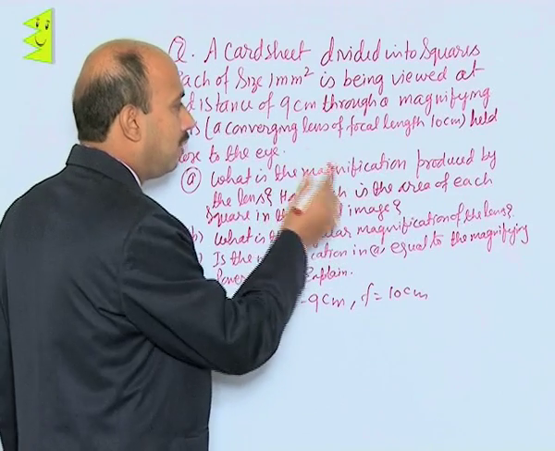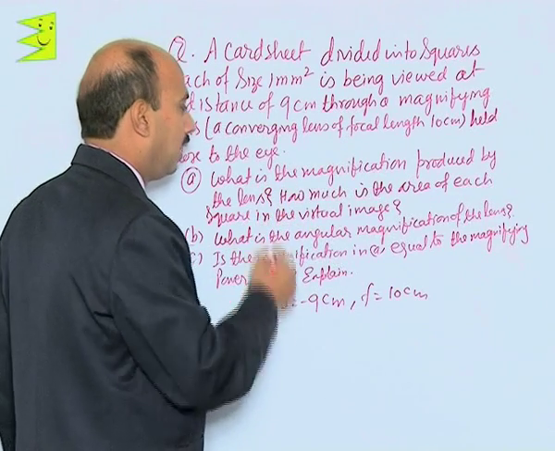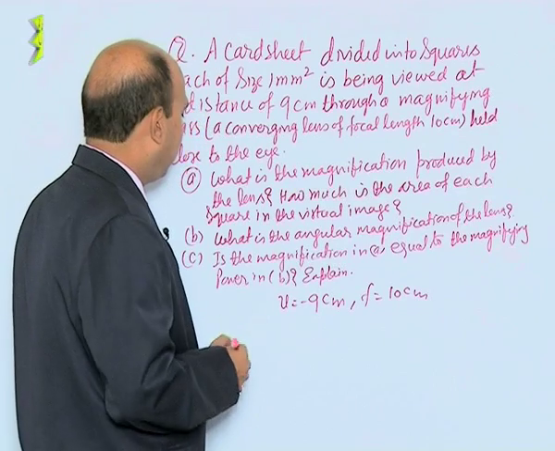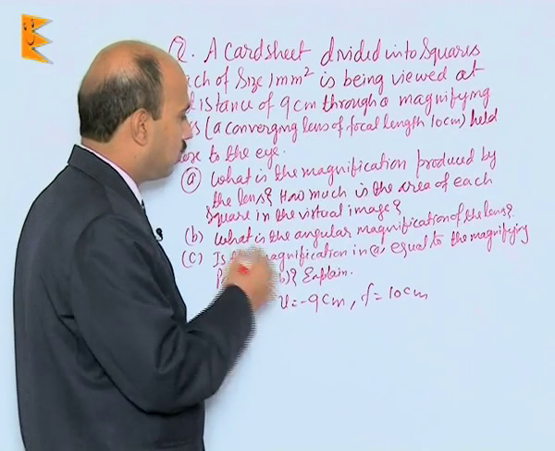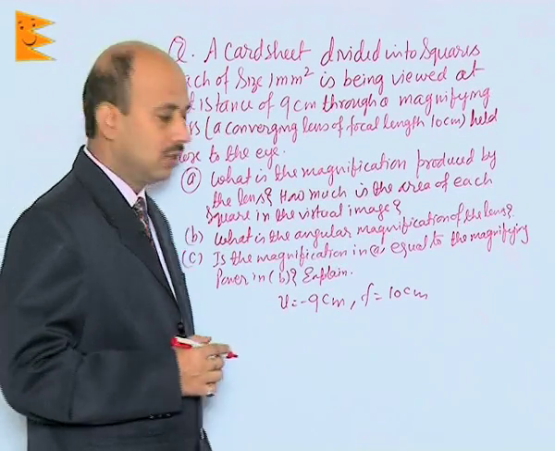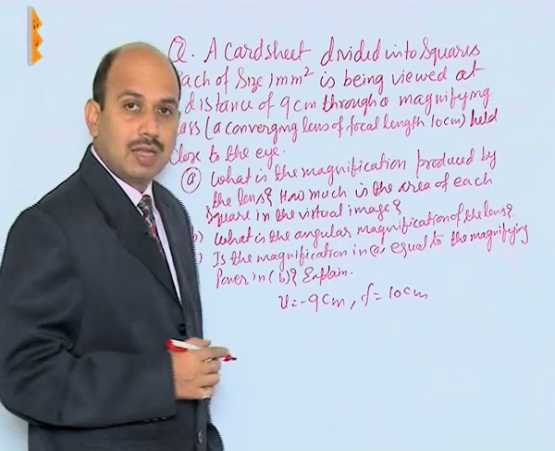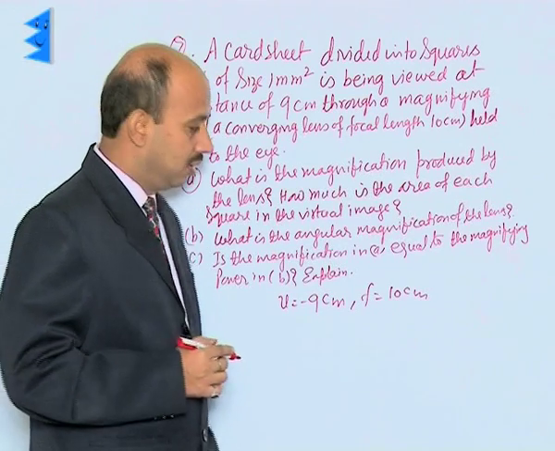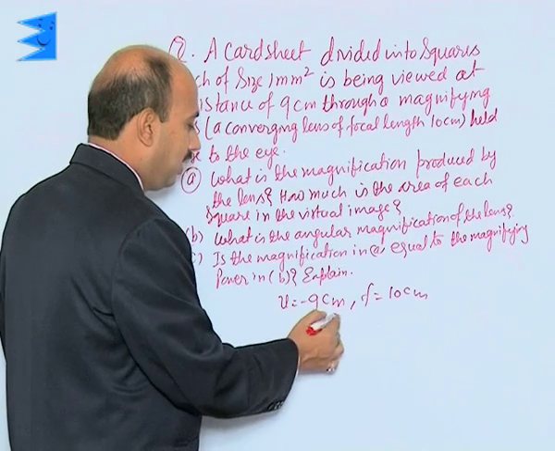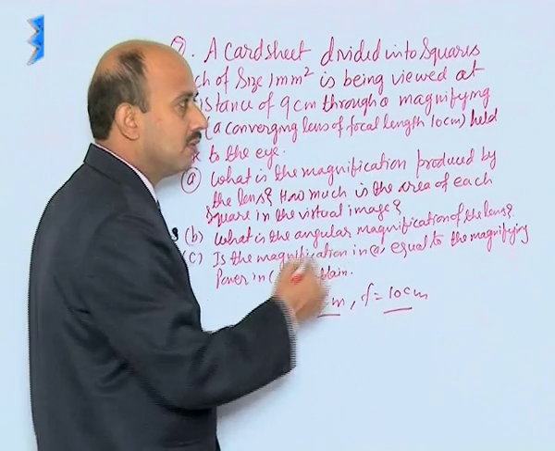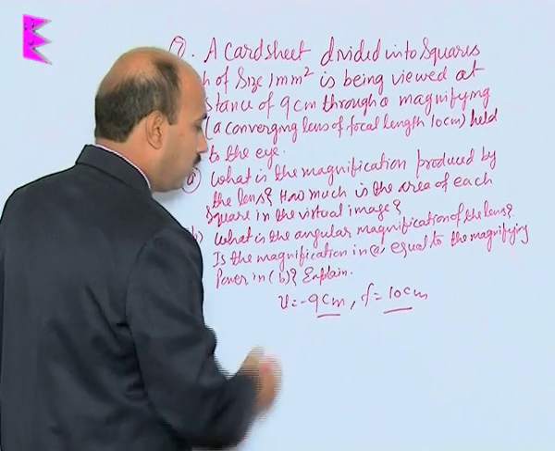Now, what is the magnification produced by the lens and how much is the area of each square in the virtual image? So, now see, for getting the magnification we need first v. We have been given here u is 9 and f is 10. First we need to calculate v.